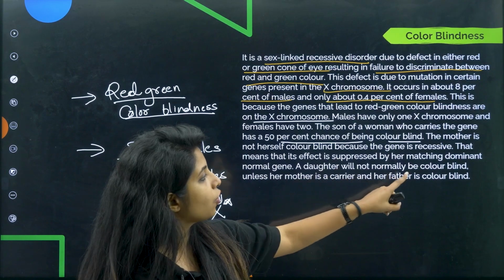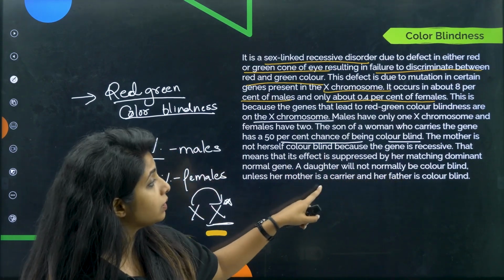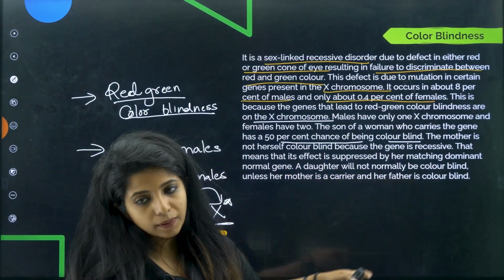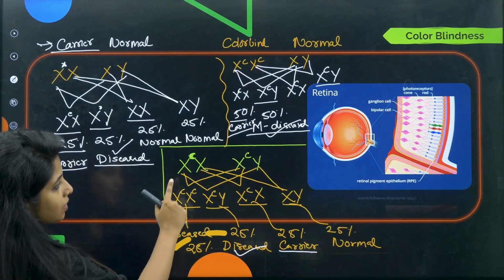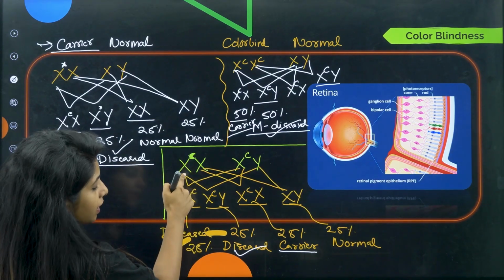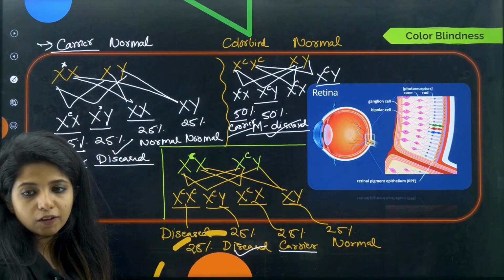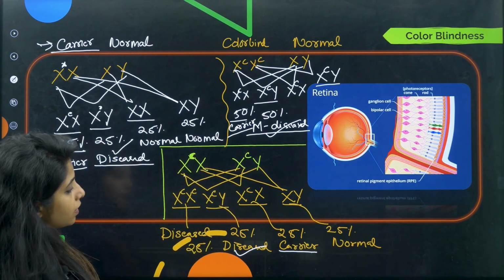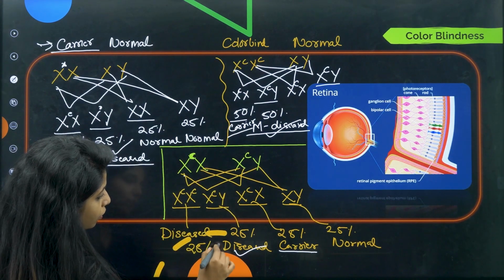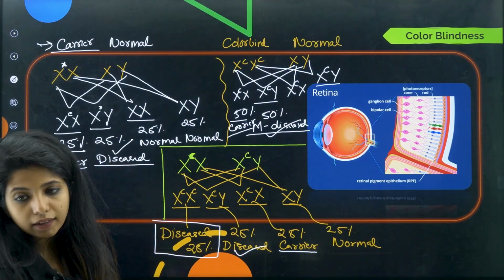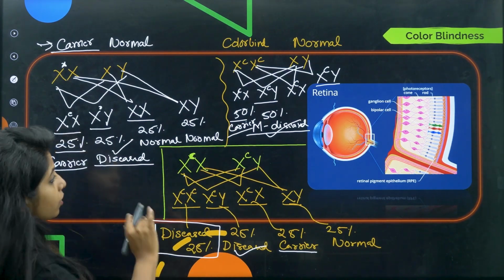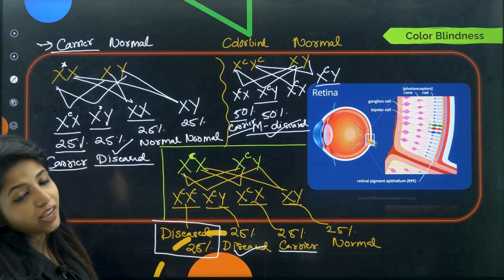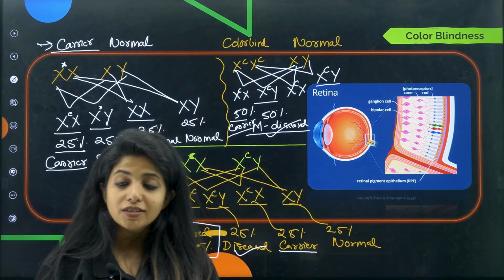A daughter will not normally be colorblind unless her mother is a carrier and the father is colorblind. So over here, the father is colorblind and the mother is a carrier, and you see 25% of the females are diseased. They are also colorblind. That's the only case. The rest of the time, most of the children are just carriers.